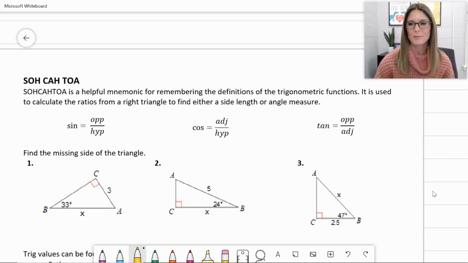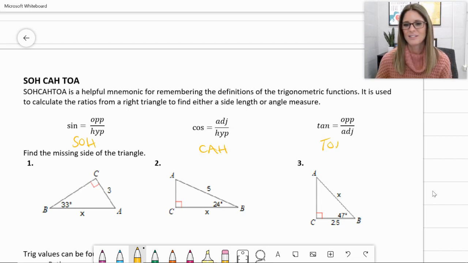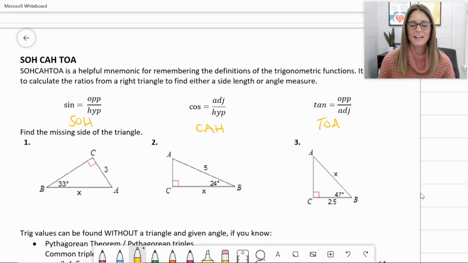Guys, we're going to keep this super simple, but I do want to remind you that sine is opposite over hypotenuse, cosine is adjacent over hypotenuse, and tangent is opposite over adjacent, and that's where we get that SOH, CAH, and TOA. So let's review that a little bit here.